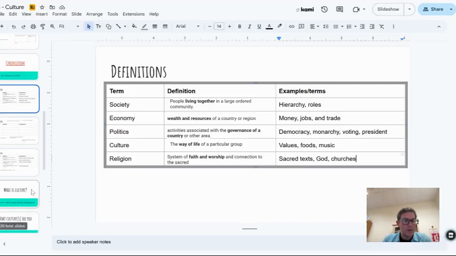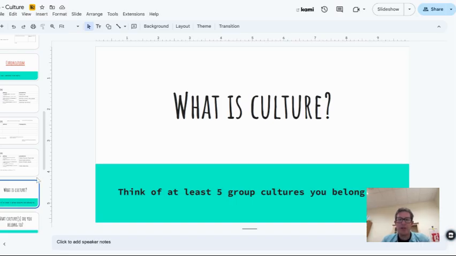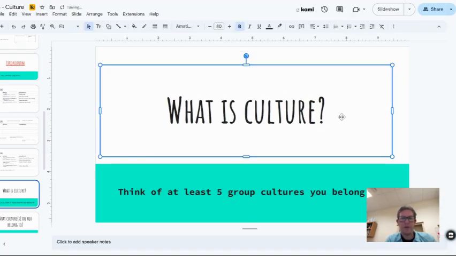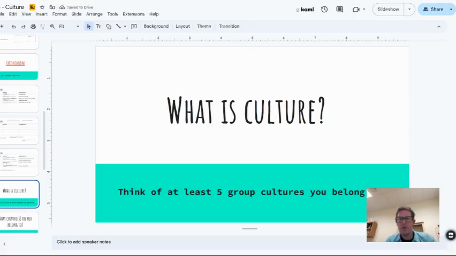Now, I want to focus today on what is culture. And I'd like you to start out by writing down at least five group cultures you belong to. We actually belong to a lot of different cultures. So, for example, we might say that you belong to American culture or the culture of Scarsdale. What other groups do you belong to that have a particular way of life?